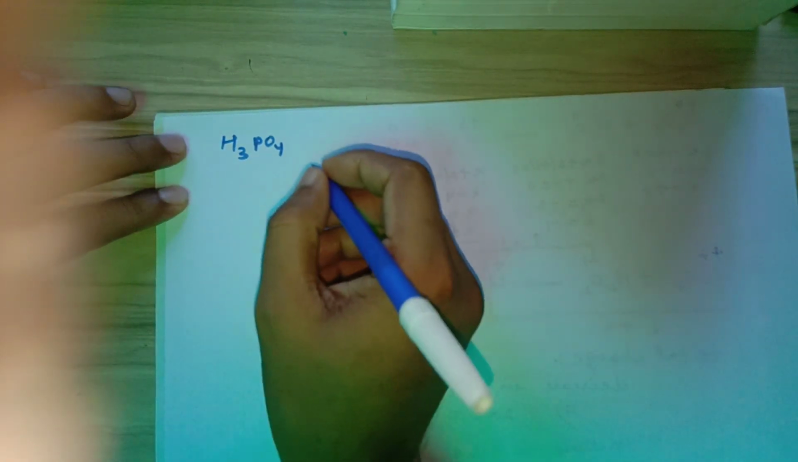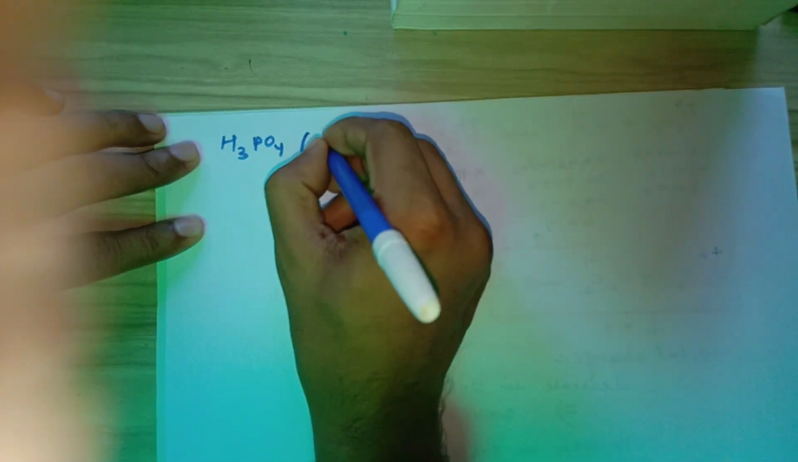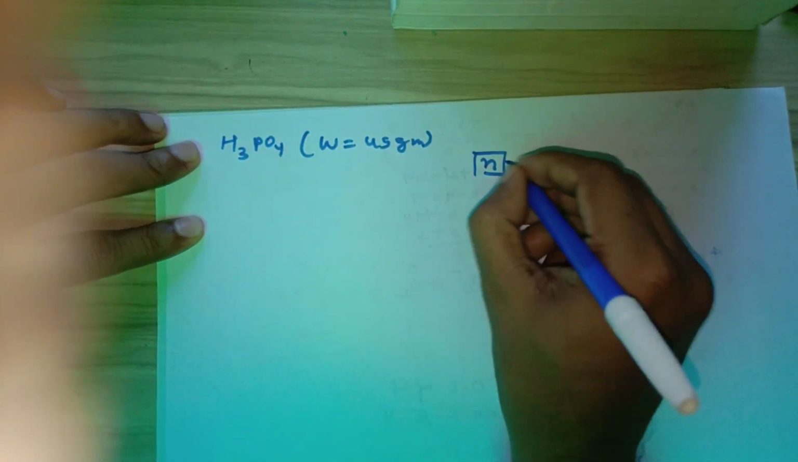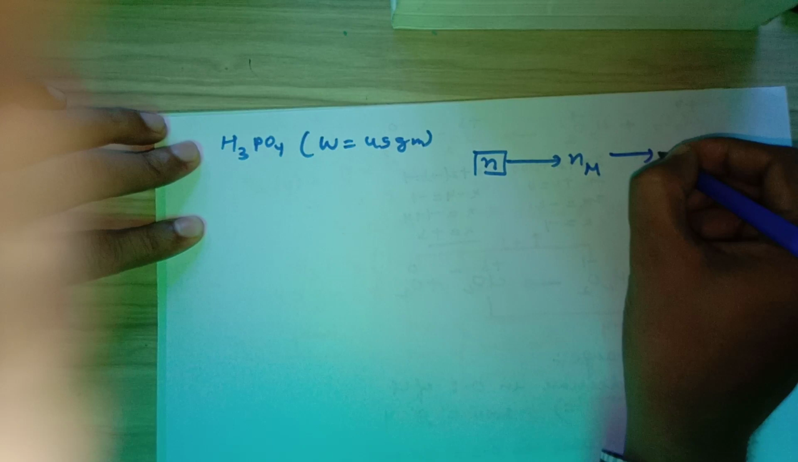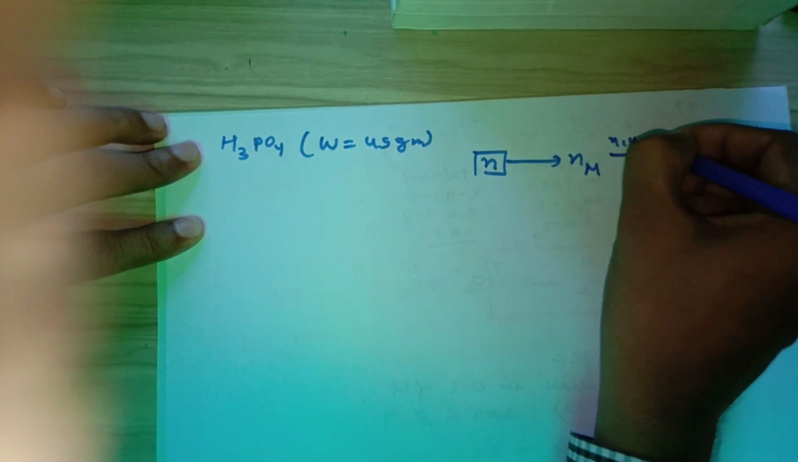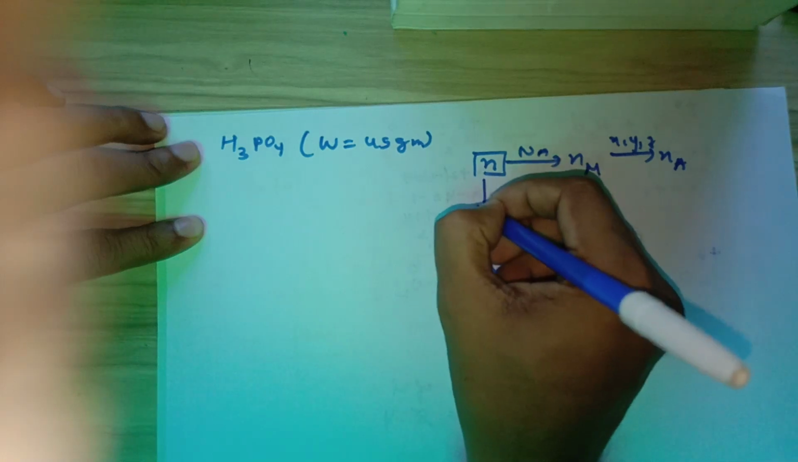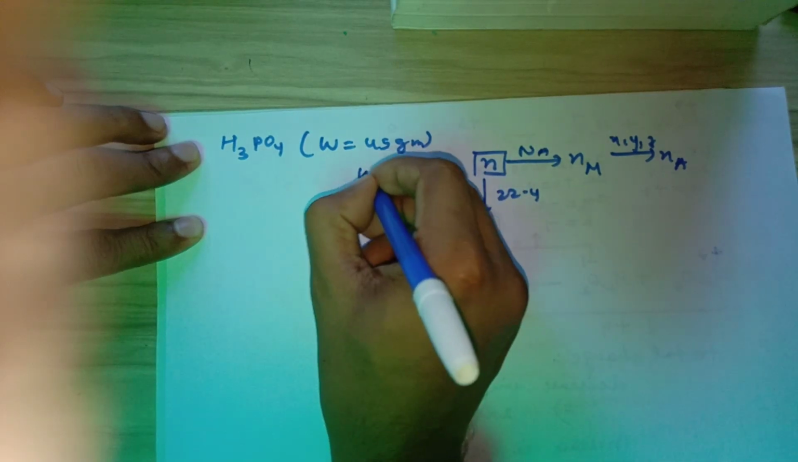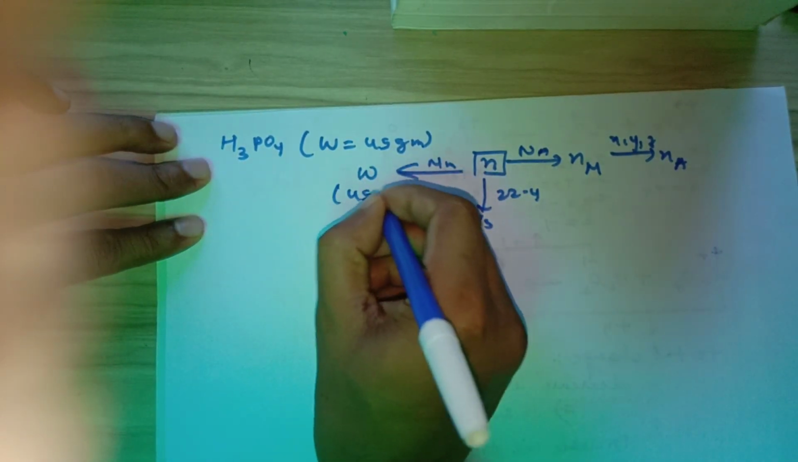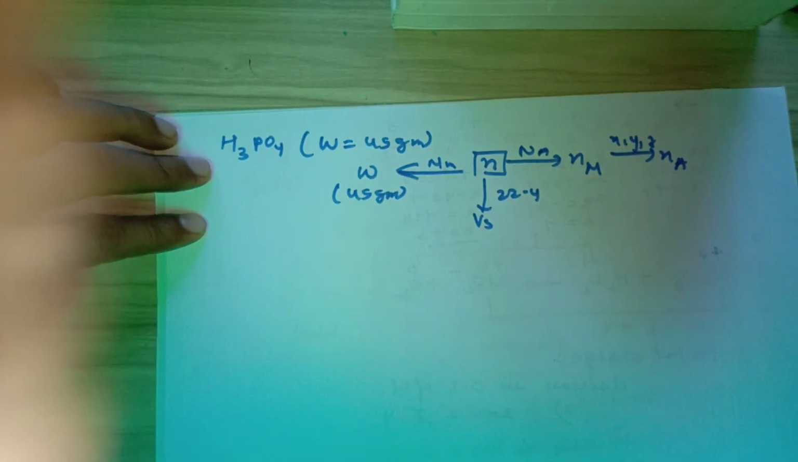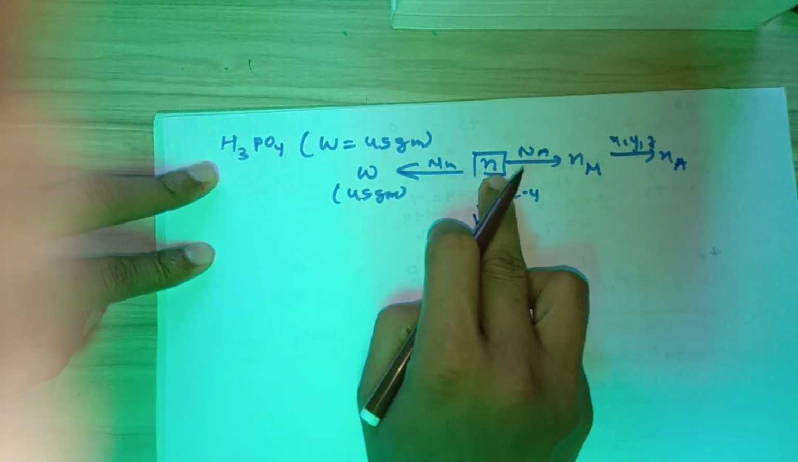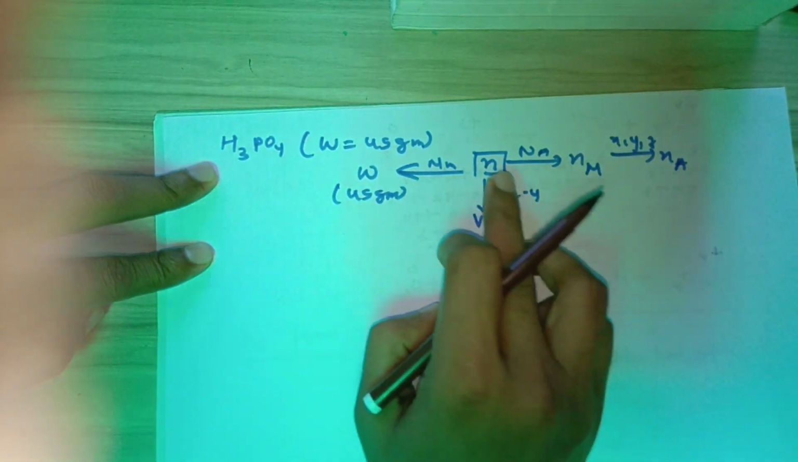We are given H3PO4 and its weight is given as 49 gram. So by the simplification we have n, here it is the number of molecules, here it is the number of atoms, it will be XYZ, it is the Avogadro number, this is the volume of substance, here it will be 22.4, this is molecular mass, this is weight. Weight is given as 49 gram. Now weight is given, firstly we have to find the number of moles.